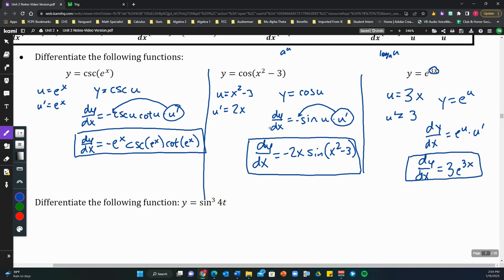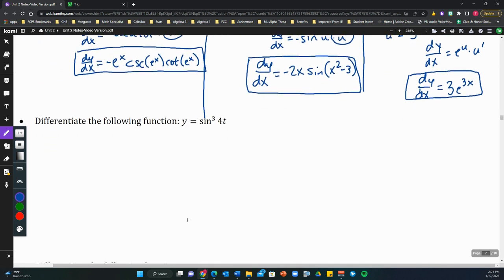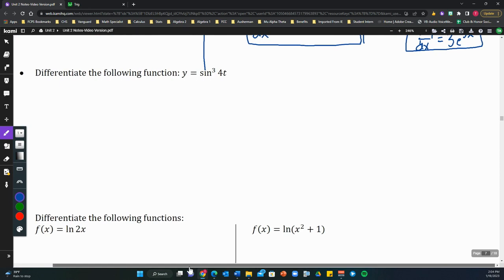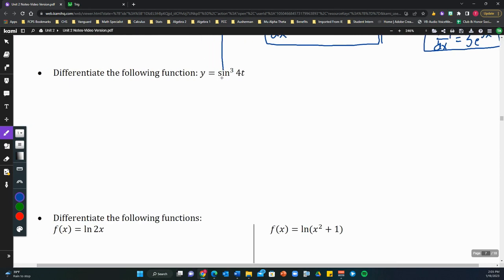So those three weren't too bad. Again, you're sticking to that structure of identifying u and u prime, rewriting, doing the calculus, and then rewriting again. That format is extremely helpful, especially for one like this bad boy. This one has a lot going on.